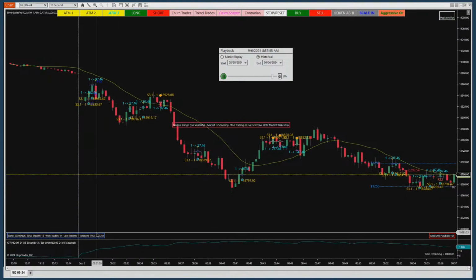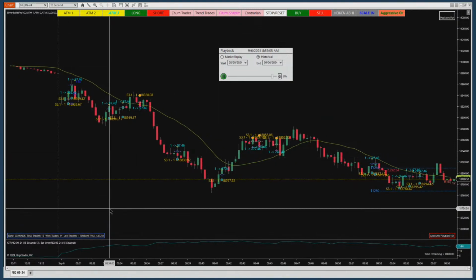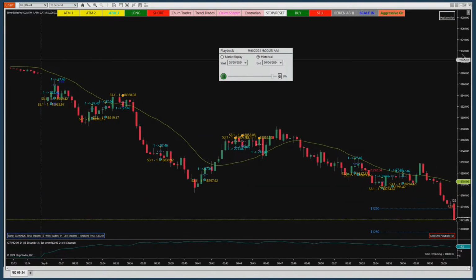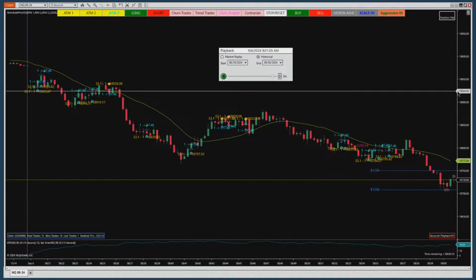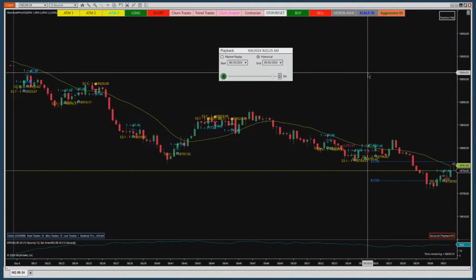Target filled. So we recovered some losses, 300 of losses, and we still have to recover 500. Let's see if we recover or we hit the max loss of $2,500. So Target filled.